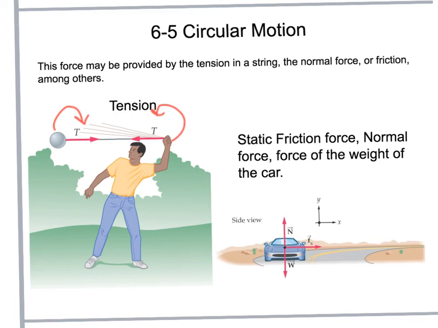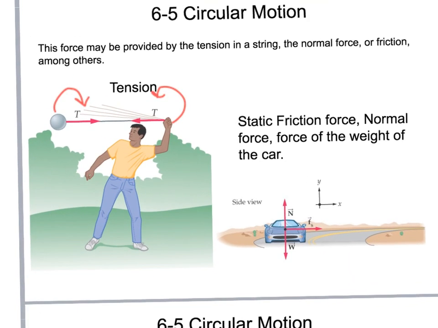It's not necessarily a person that's creating that centripetal force. It could be the normal force that's causing centripetal acceleration. It could be friction, and we see that here in the car, where the car going around the bend, the force of the weight of the car keeps it down on the ground. And then we have that friction right here.